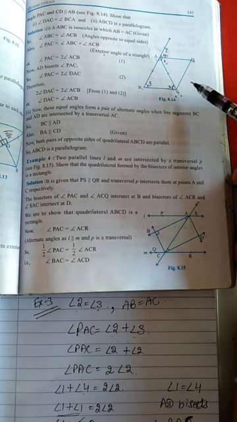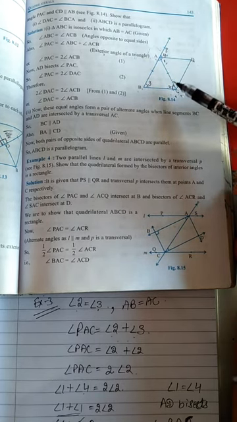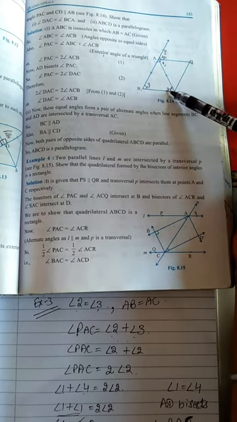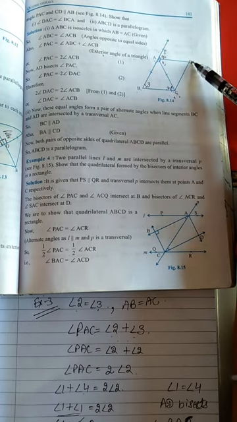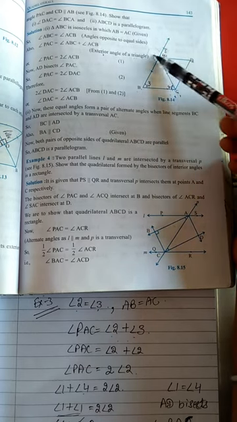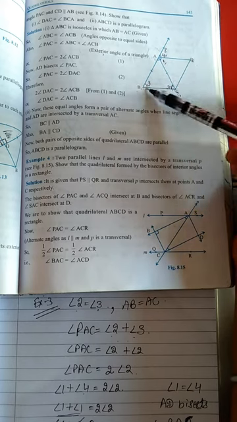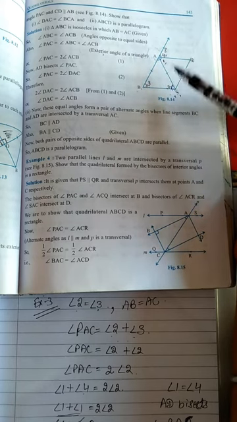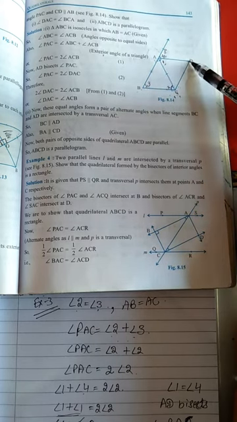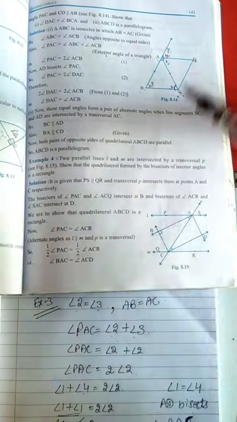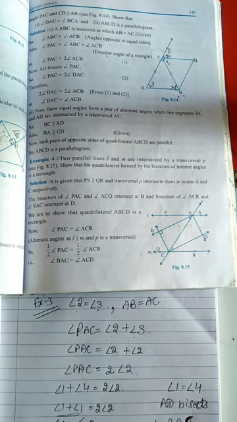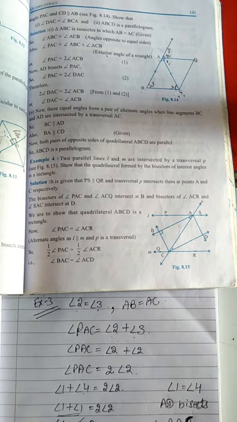So now these equal angles form a pair of alternate angles when line segments BC and AD are intersected by transversal line AC. So that's why both BC is parallel to AD and BA is parallel to CD. Therefore, both pairs of opposite sides of quadrilateral ABCD are parallel. So that's why ABCD is a parallelogram. Clear?